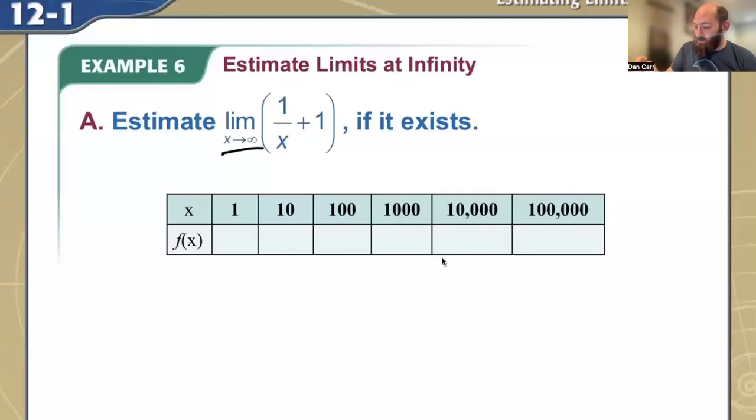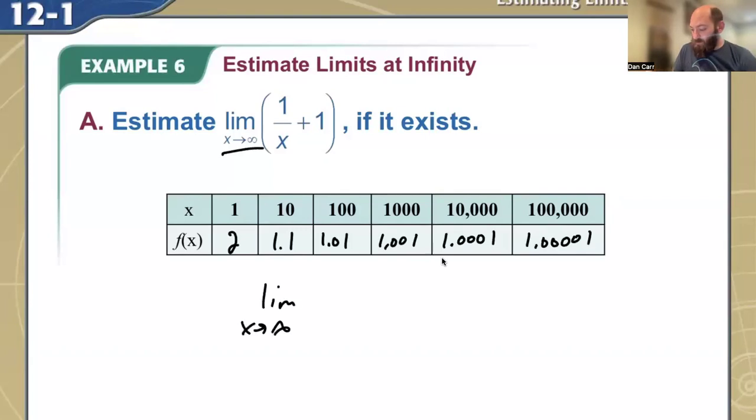Okay. So that means that if I plug in 1, that was a 2. 10 gave me a 1.1, 1.01, 1.001, 1.0001, and then 1.00001. You notice how we keep going as we approach infinity? The function 1 over x plus 1 is just equal to 1. So we're just looking at that behavior overall.